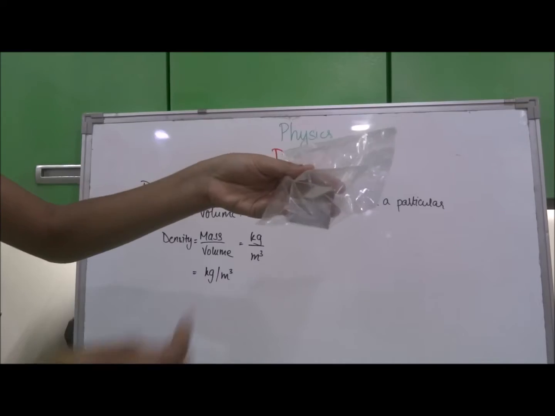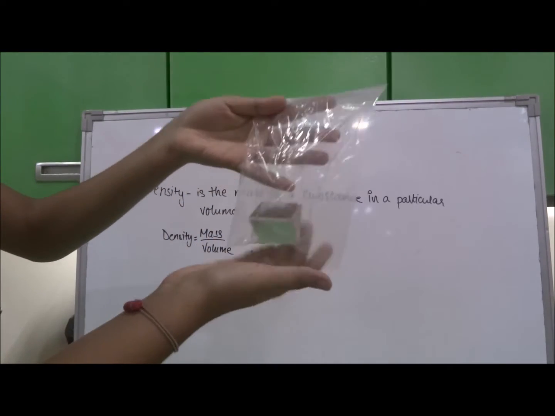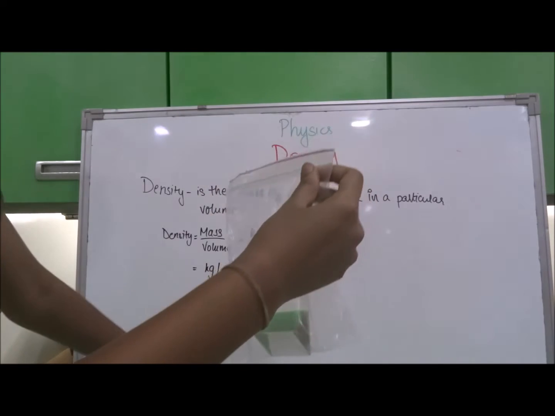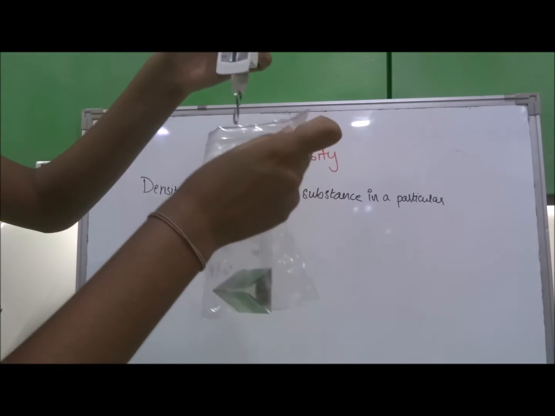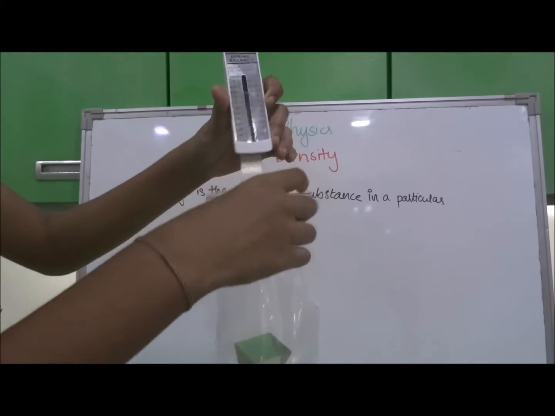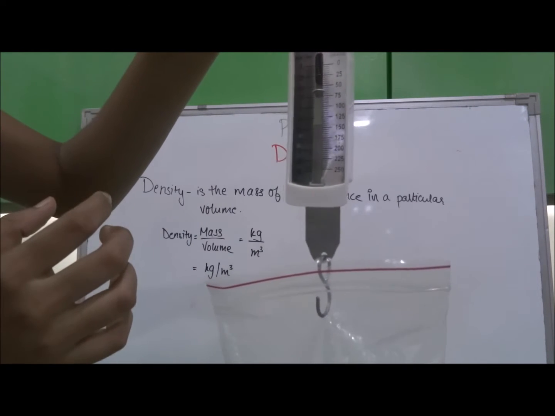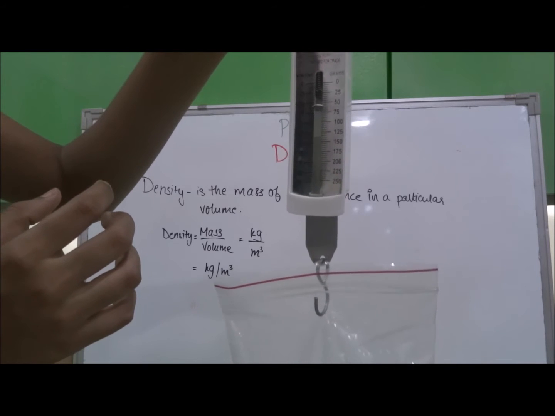Now I have this glass prism in this plastic bag, and to find out the mass of this glass prism I have put this in the plastic bag, and then we'll attach the spring balance to it. I have the spring balance attached, and let's see, it comes to approximately 60.